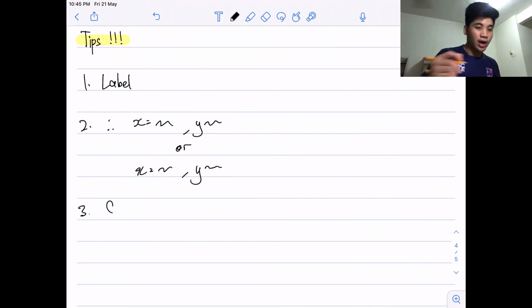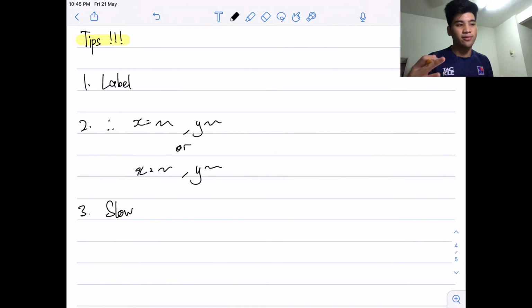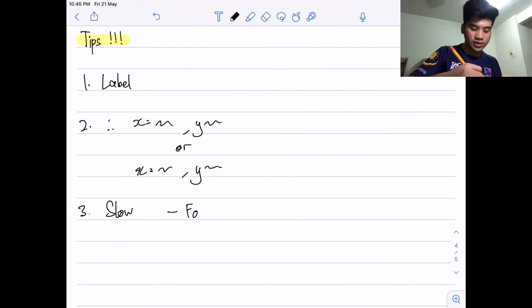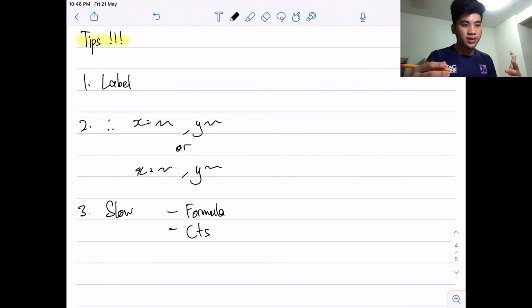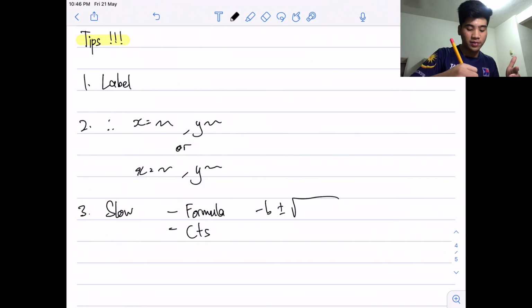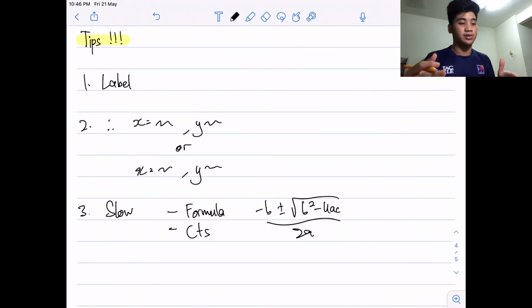And lastly, and most importantly, take it slow. Systems of equations is a very easy topic, but it's also very difficult and tedious. Sometimes when you start doing harder versions, for example, maybe when you're answering a system of equations with a non-linear equation, you might have to use the formula method. You might have to use CTS method rather than just factorization. So you have to be careful. It might look easy, but if you don't remember the basics, like the formula of negative b plus minus, it's not going to be easy. So you just have to try your best doing these kinds of questions. Take it slow.